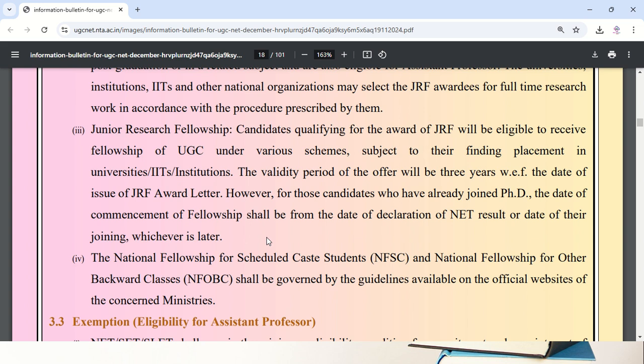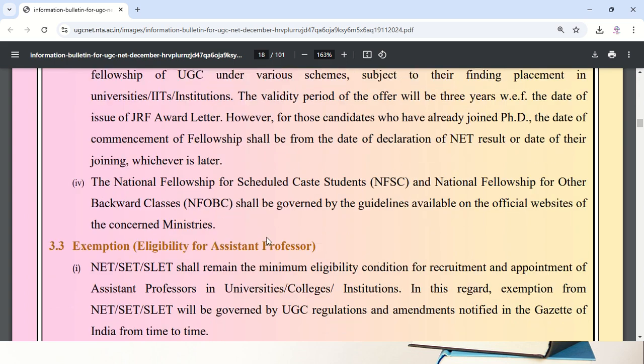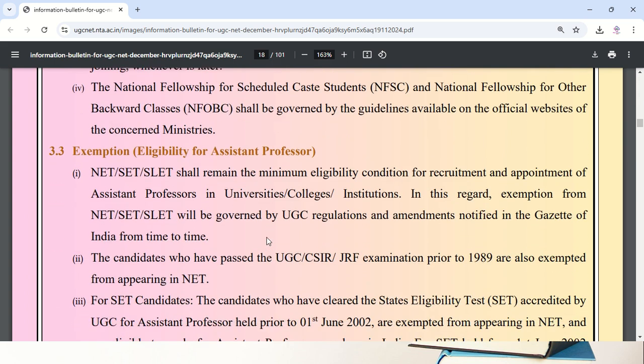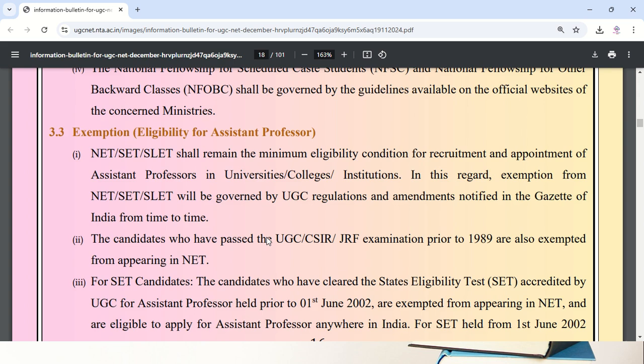Okay, that is what they mentioned over here. And another one, National Fellowship for Scheduled Caste, NFSC, and National Fellowship for Other Backward Classes, governed by guidelines available on the official website of the concerned ministries. For Scheduled Caste and OBC candidates, other fellowships are also available. Those people can go through it. Suppose you are eligible, you can get it.